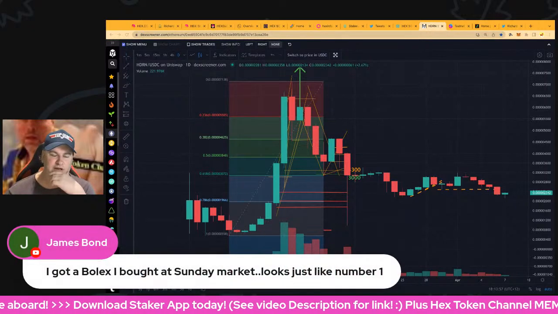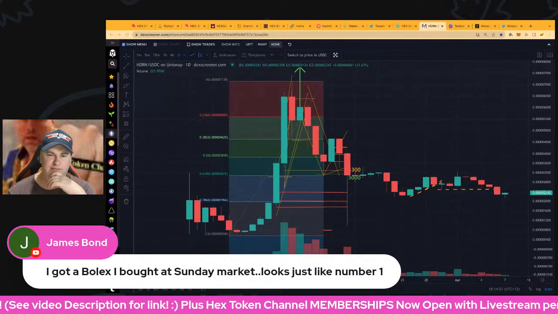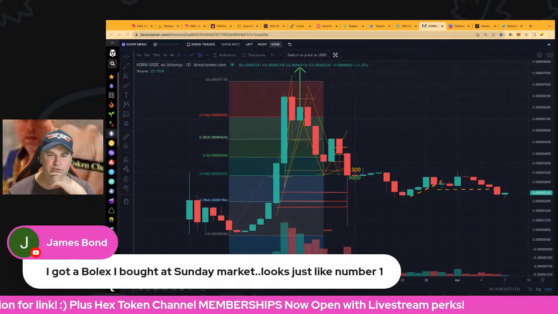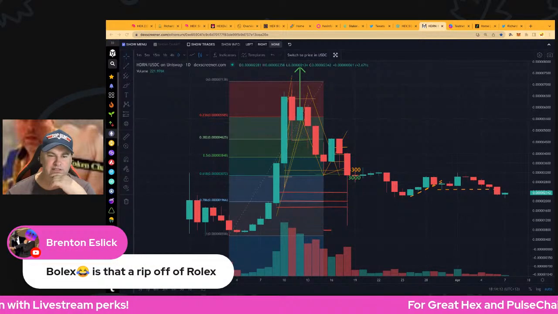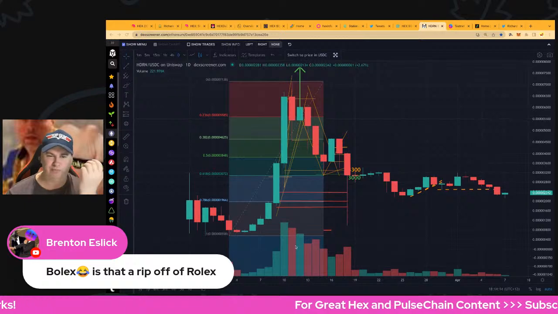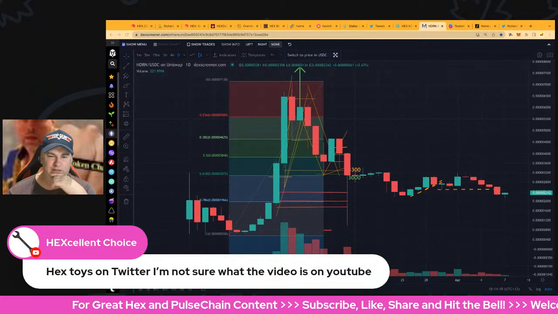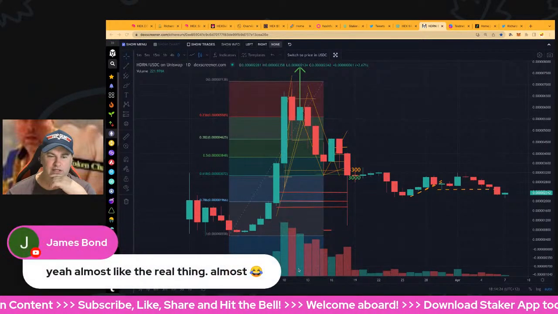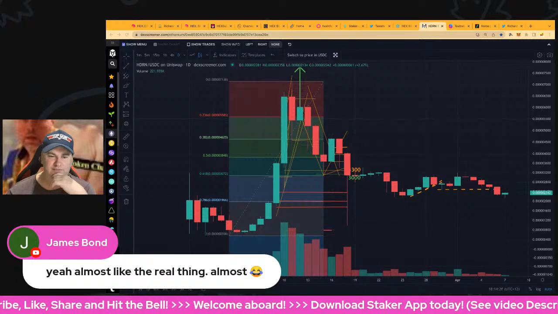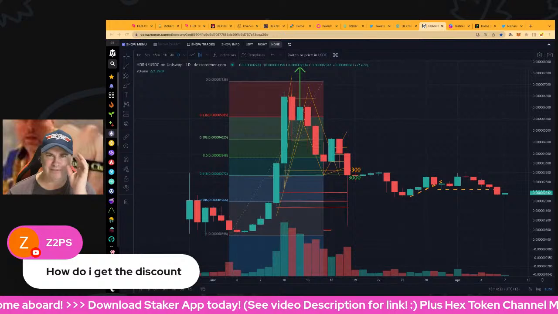Tintot says Gold Daytona is my second choice. Yeah, that's pretty nice. I was torn between 1 and 2, but the gold, I just went for the simplistic look. I got a Bolex I bought at Sunday Market. Looks like number 1. Nice, James. Bolex, is that a rip-off of Rolex? Possibly. Almost like the real thing. Hey, if it looks like the real thing, that's all that matters, right? Ultimately, unless people are examining it.